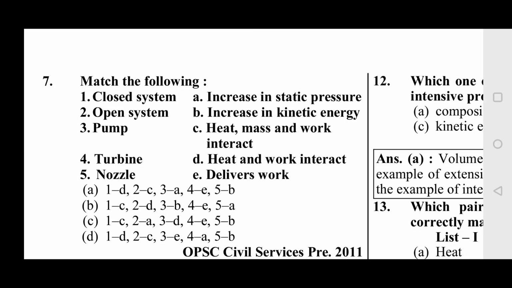Closed system, only energy can transfer, no mass can transfer. Okay, so what is the answer? That one, heat and work. So first one, D. Next one, open system. Open system means heat, mass, and work all interact with the system.